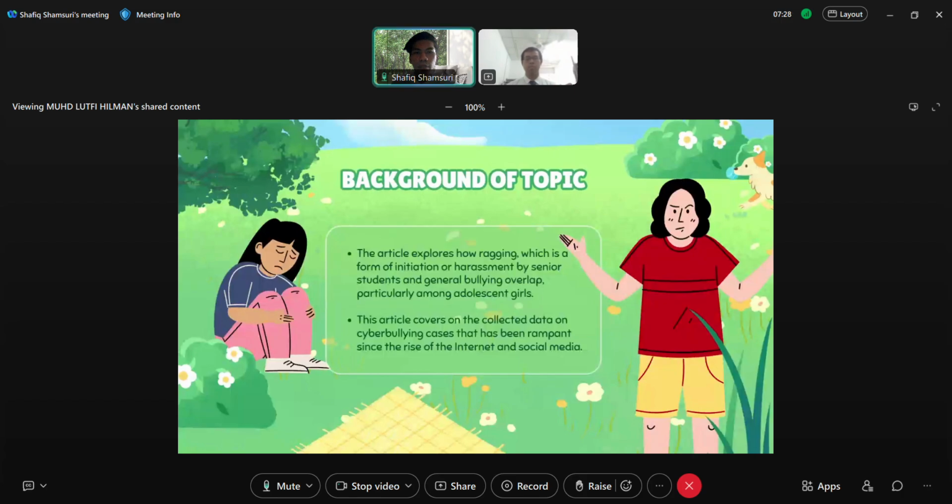And moving on to the background of our topic, the first article explores how raging, which is a form of initiation or harassment by senior students, and general bullying overlap, particularly among adolescent girls. Meanwhile, the second article covers collected data on cyberbullying cases that have been rampant since the rise of the internet and social media up until 2022.